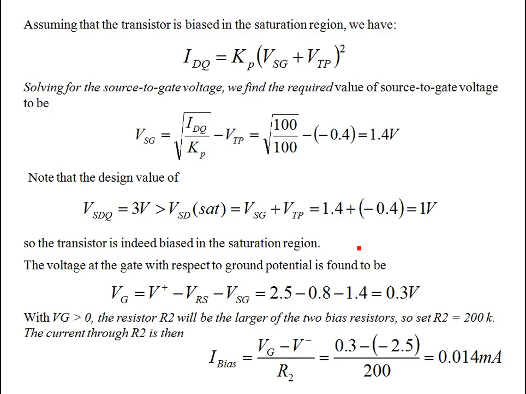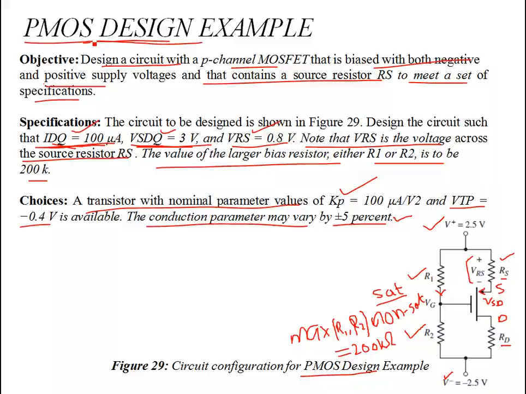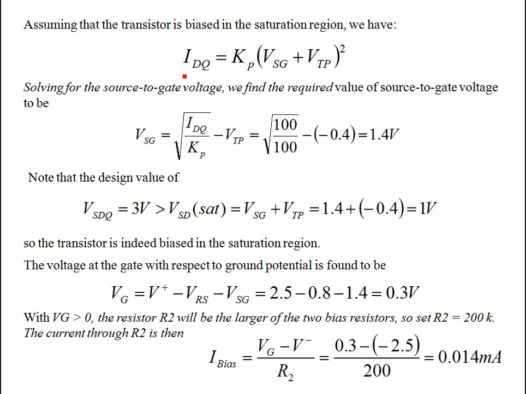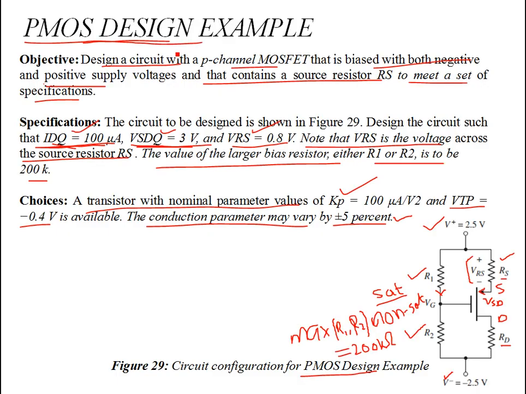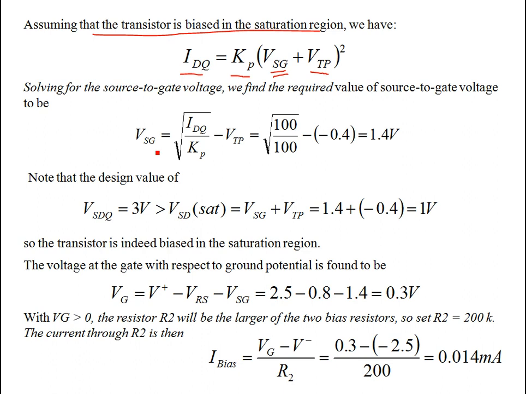The first thing you want to do is use the current-to-voltage relationship, and first let's assume that the transistor is biased in the saturation region. So we use the current-to-voltage relationship for the saturation region. We are given Kp and the threshold voltage, and IDQ is where the transistor is biased. So what is your VSG required to have a bias current IDQ equal to 100 microamps?